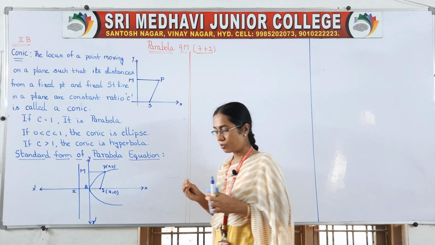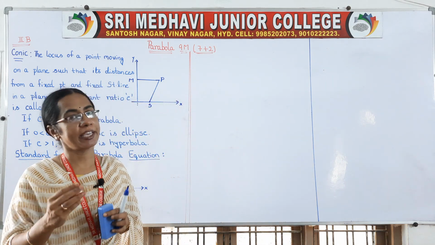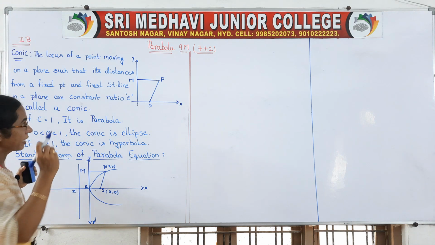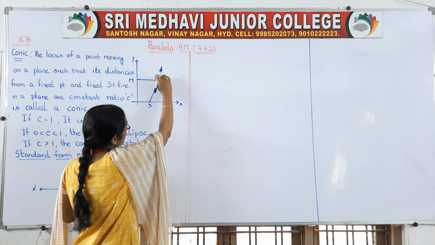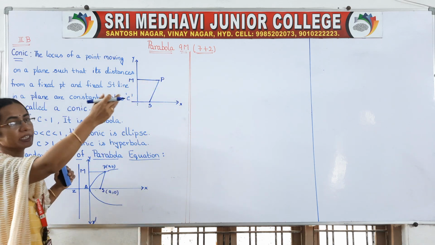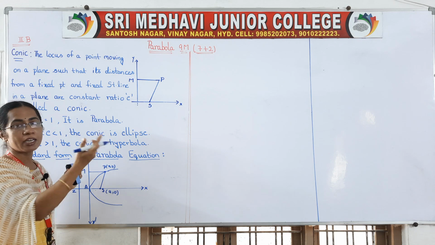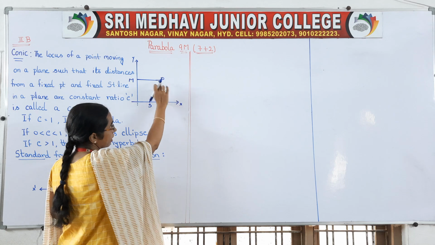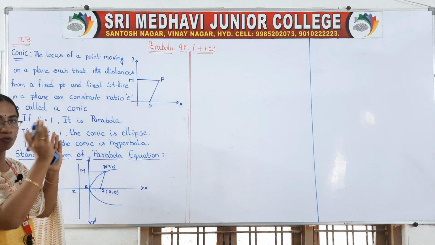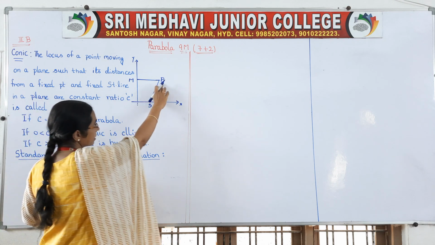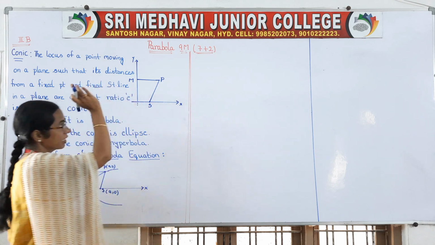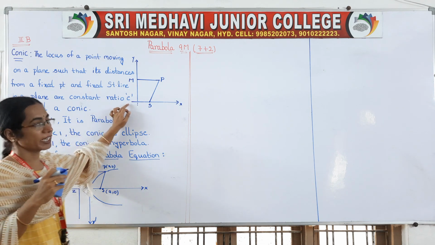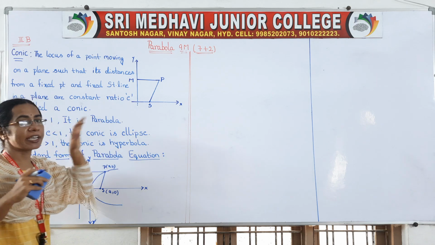So first, what is meant by conic? How can we define a conic? Conic is nothing but a curve made by a point. This point can be on any curve, either on a parabola or ellipse or hyperbola. This point on a plane moves in such a way that its distances from a fixed point and a fixed line are in a constant ratio. That ratio is called E, and it is called eccentricity.